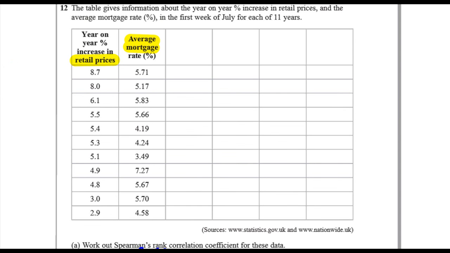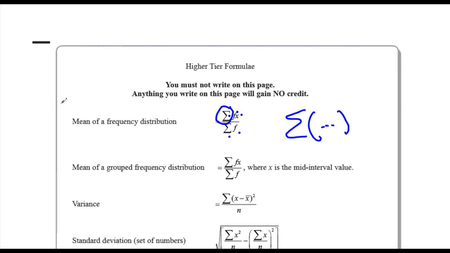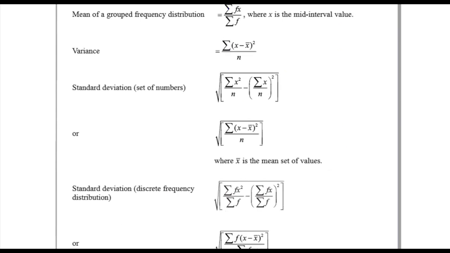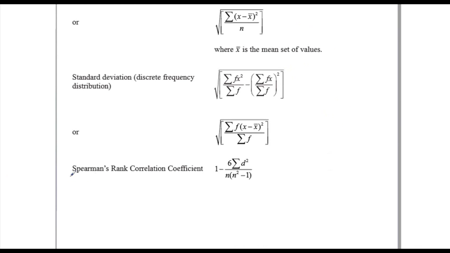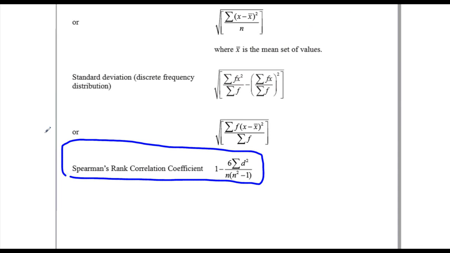Now, if you remember from the front of your formula book that you're given Spearman's rank correlation coefficient, and now would be a good time to write it down. So it's the last one here that we're going to want to use. Okay, so 1 minus 6 times the sum of d squared over n times n squared minus 1. And I'll explain what each part of the formula means now as well.